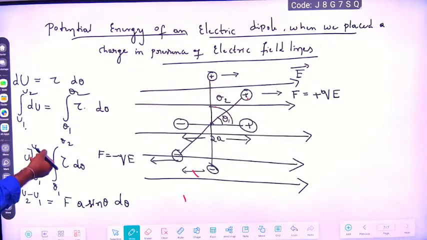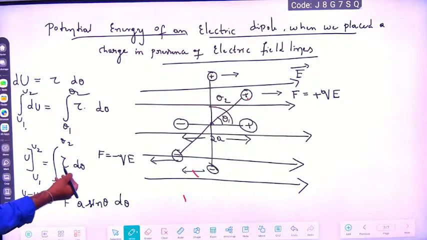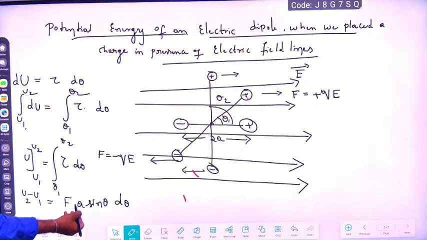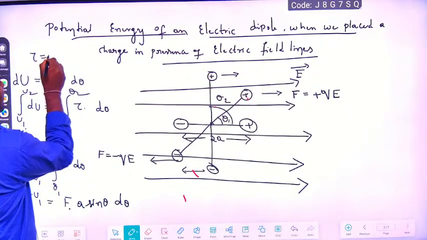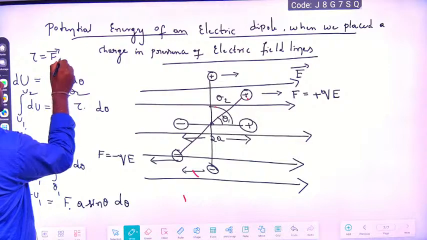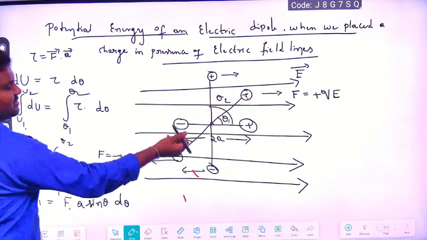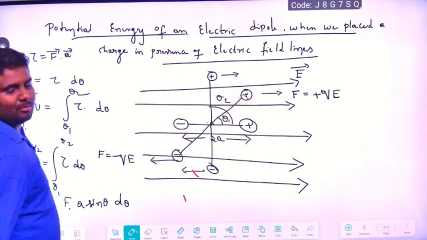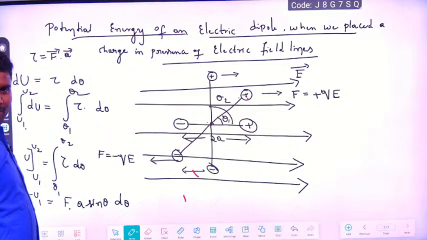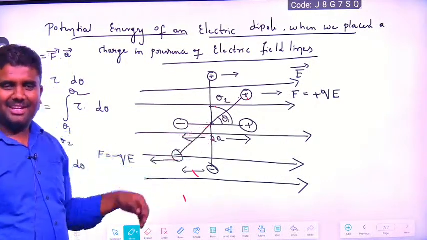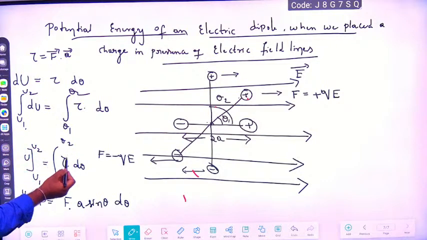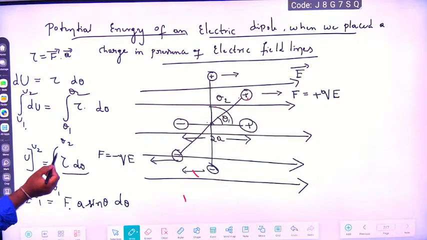So take the upper limit first minus the lower limit, which equals torque, which is force into displacement. Force into displacement is F into A sin theta, because tau is F vector dot A vector. Why A here? It means the distance from the center to the charge. The axis is the center. Listen here: this is tau and d theta, understood? Now, what is this tau?